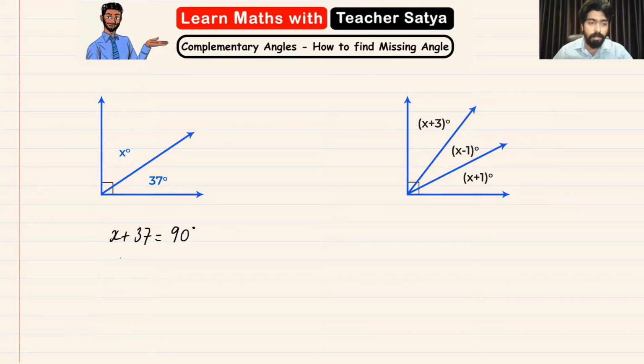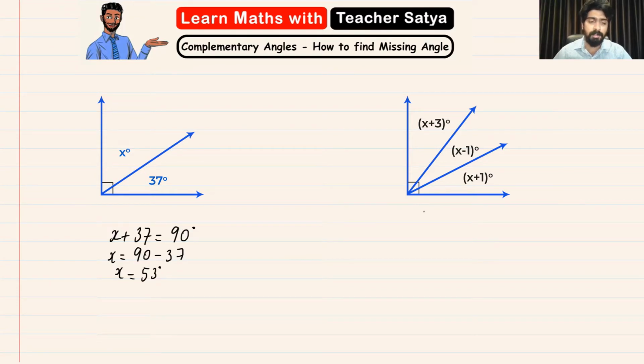Now in order to find the value of x, I'm going to transpose this 37 to the other side. So x is equal to 90 minus 37, and 90 minus 37 would be equal to 53 degrees. Therefore the value of x in this question would be equal to 53 degrees.